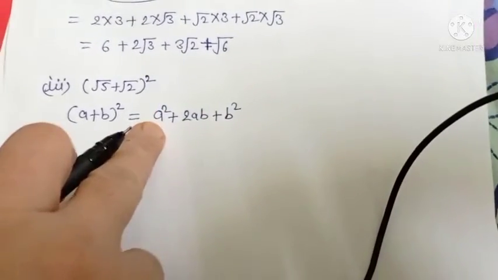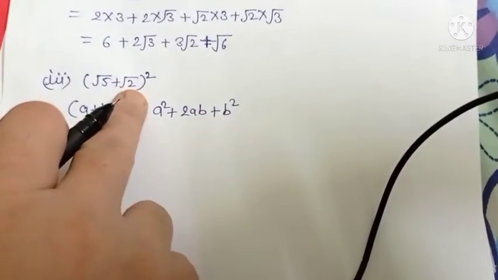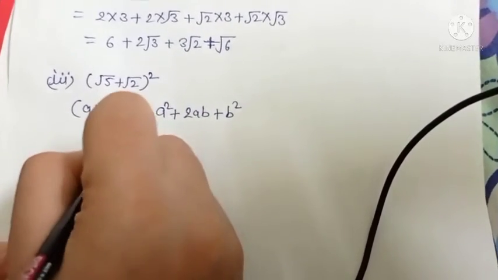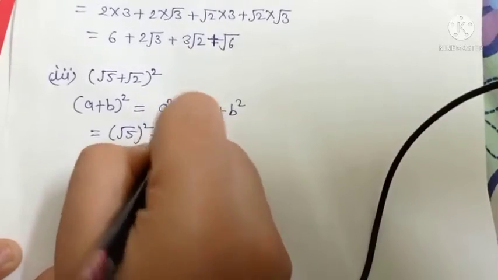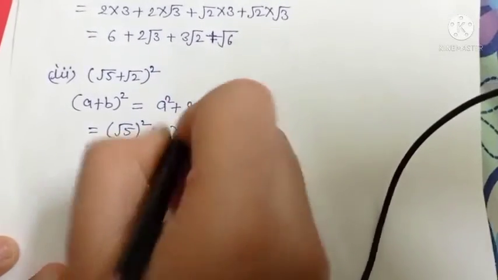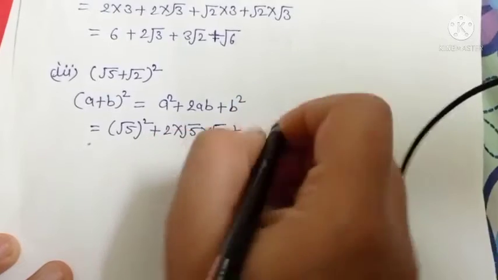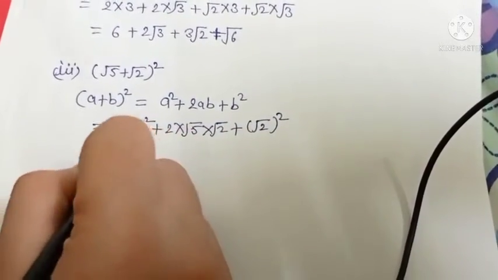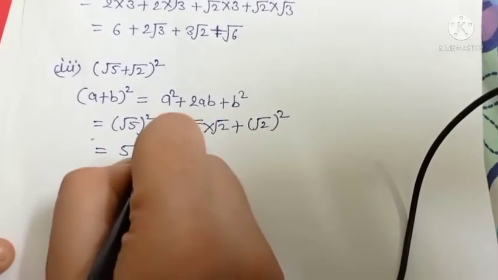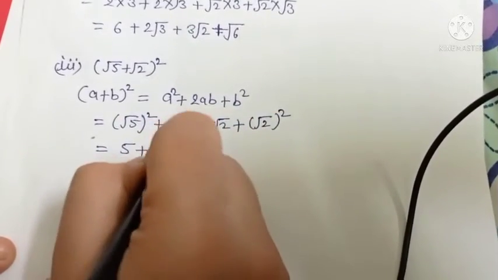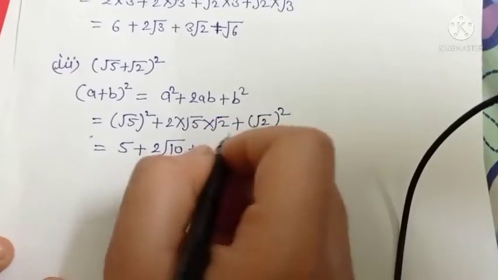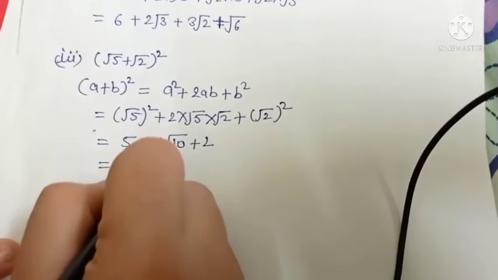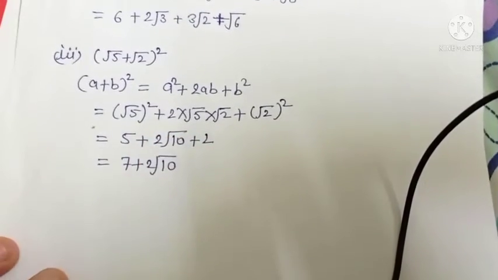Here a is under root 5 and b is under root 2. So a square means under root 5 square, plus 2 into under root 5 into under root 2, plus under root 2 square. The square of under root 5 is 5, plus 2 into under root 10, plus square of under root 2 is 2. 5 plus 2 becomes 7. So 7 plus 2 under root 10.